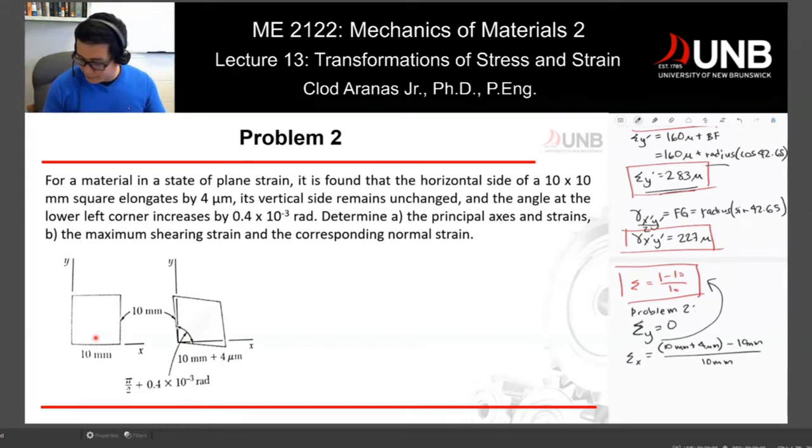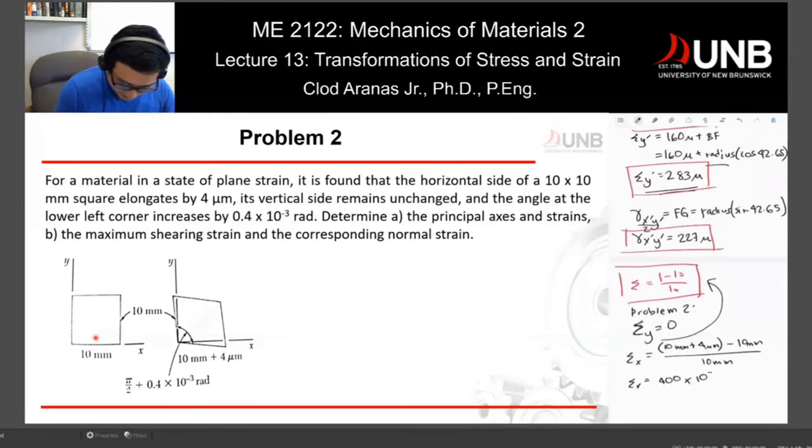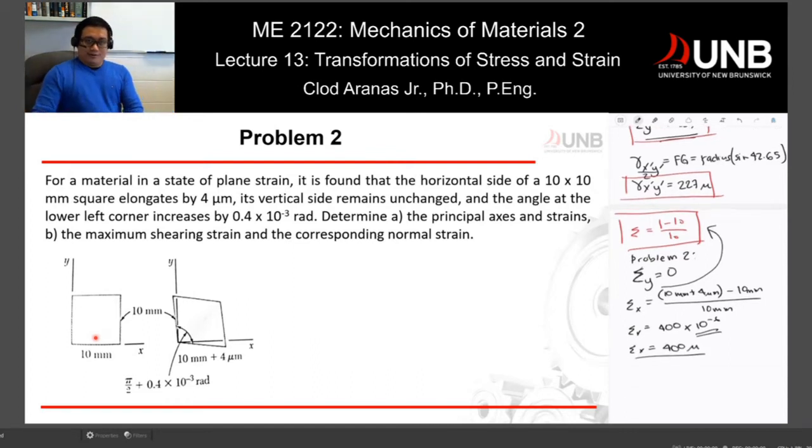Now let's calculate the strain along x. You're going to find that epsilon x would be equal to 400 times 10 raised to negative 6. In this particular case, I just forced it to become times 10 raised to negative 6, so that I can call it epsilon x equals 400 mu. So I can simplify it into this. Now I have my epsilon x and epsilon y. How about my shear strain?